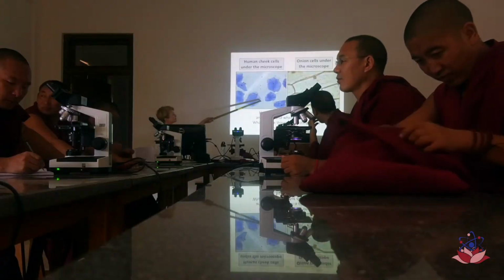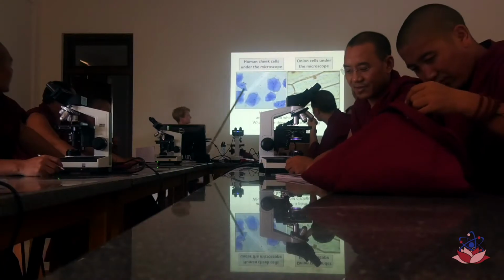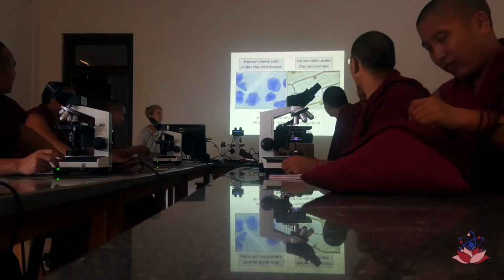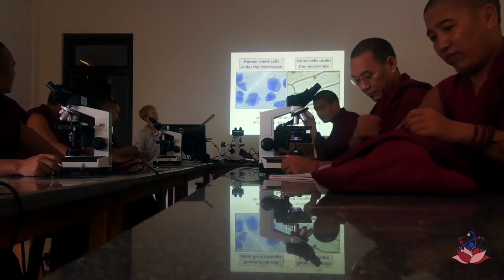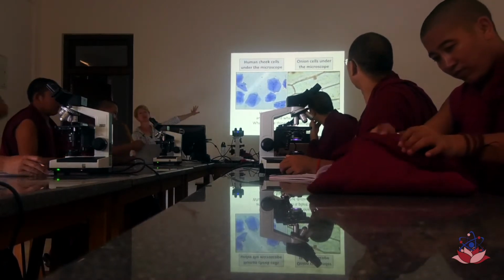So these are images of what we're going to see. These are cheek cells, onion cells. And just thinking about what you've already learned about cells, how can you tell an animal cell versus a plant cell? Just by looking at those pictures.